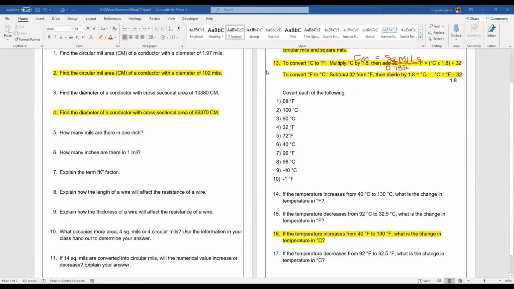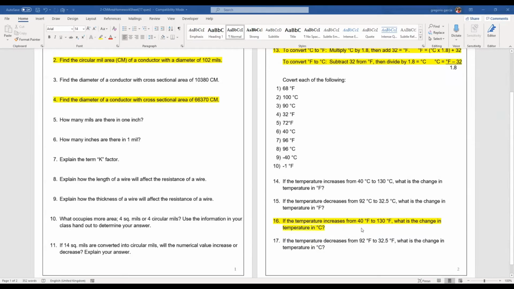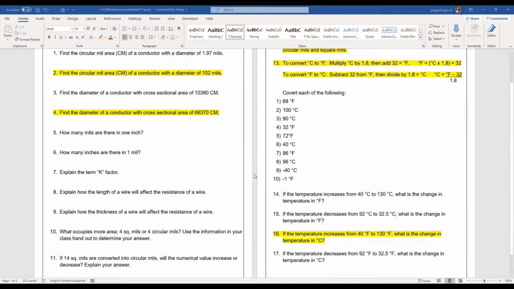Let's say that we need to calculate a difference in temperature, like if the temperature increases from 40 to 130 Fahrenheit. Let's do this calculation here. We are going to use that in order to determine the delta T, that means temperature change. So we are going to have initial temperature, T1 minus T2. So we do 130 minus 40, that's going to give us 90. So we are going to have 90 Fahrenheit. That was the change in temperature.